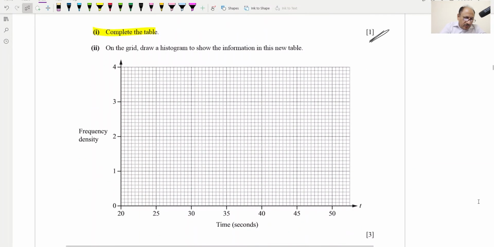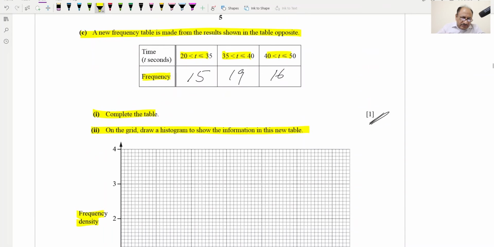Now on the grid, draw the histogram to show the information in this new table. This side is frequency density and not frequency, so we have to calculate frequency density, and this side is time in seconds. The formula is frequency density is equal to frequency divided by class width.